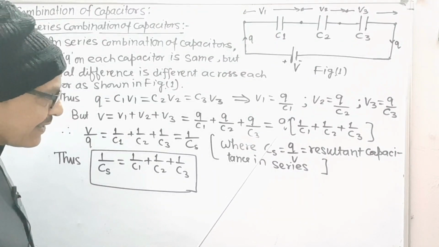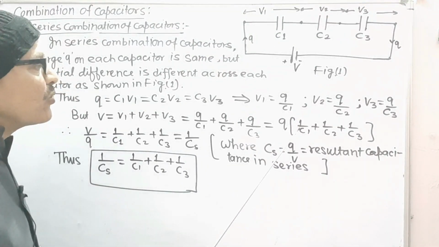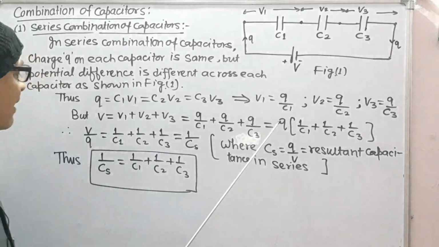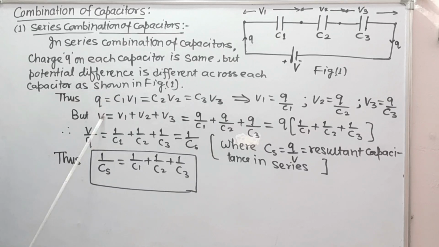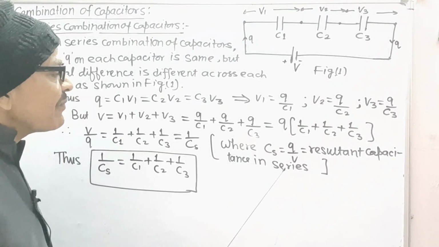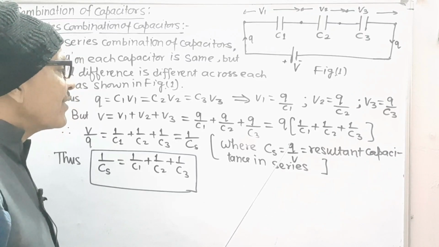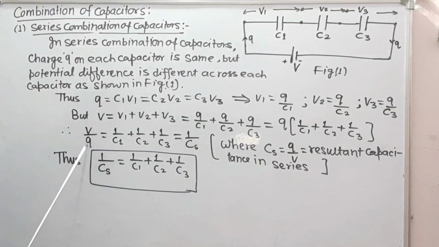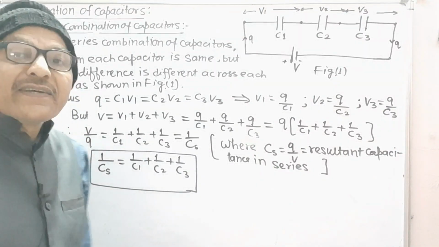When Q is taken common, it becomes Q into 1 upon C1 plus 1 upon C2 plus 1 upon C3, which may be again written as V upon Q is equal to 1 upon C1 plus 1 upon C2 plus 1 upon C3. V upon Q may be written as 1 upon Cs, where Cs is the resultant capacitance in series, which is equal to Q upon V. Cs is Q upon V, therefore V upon Q will be equal to 1 upon Cs.